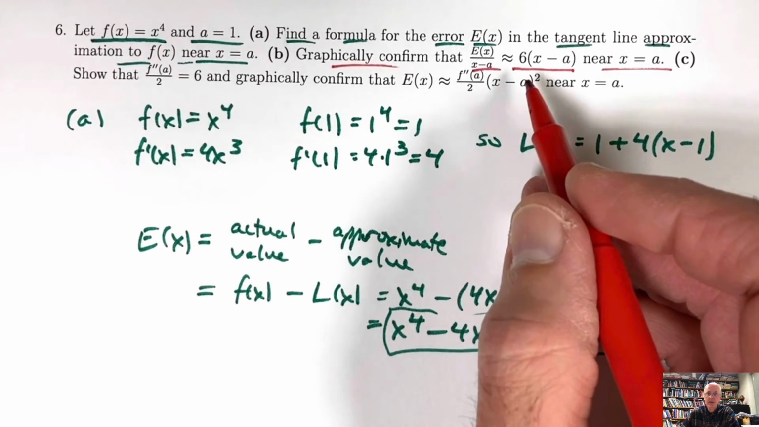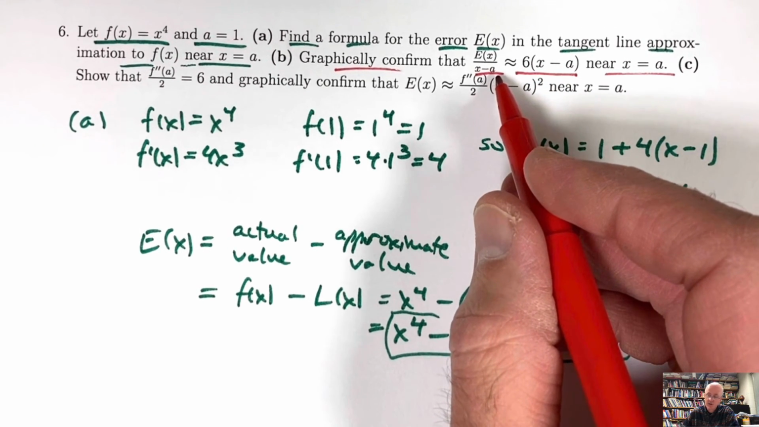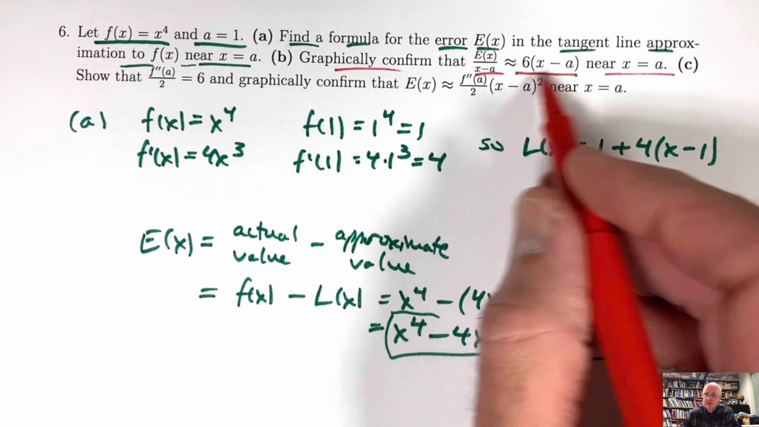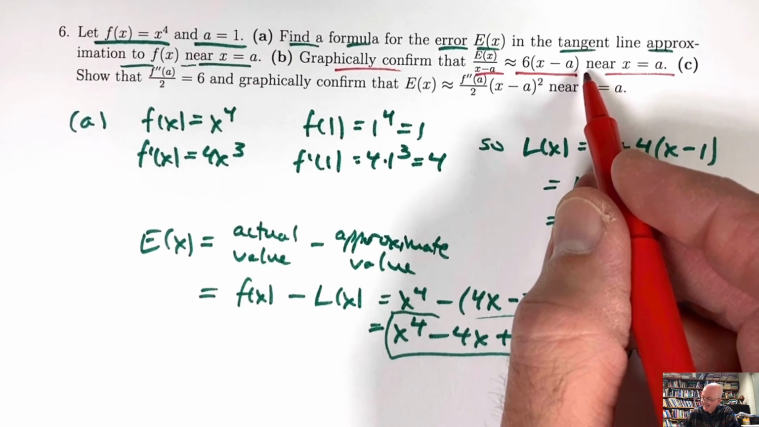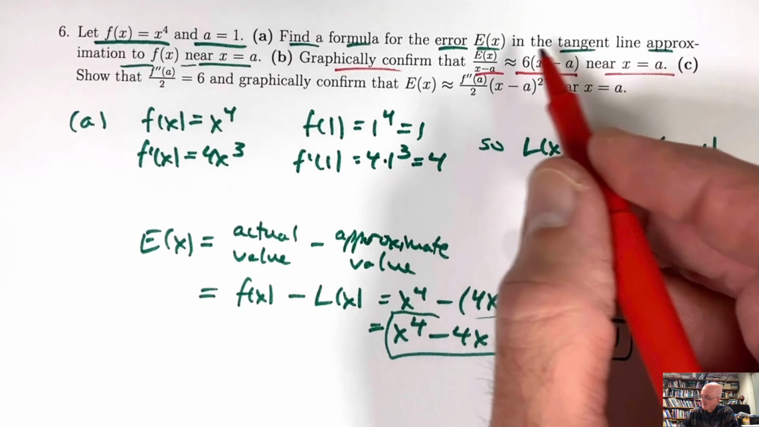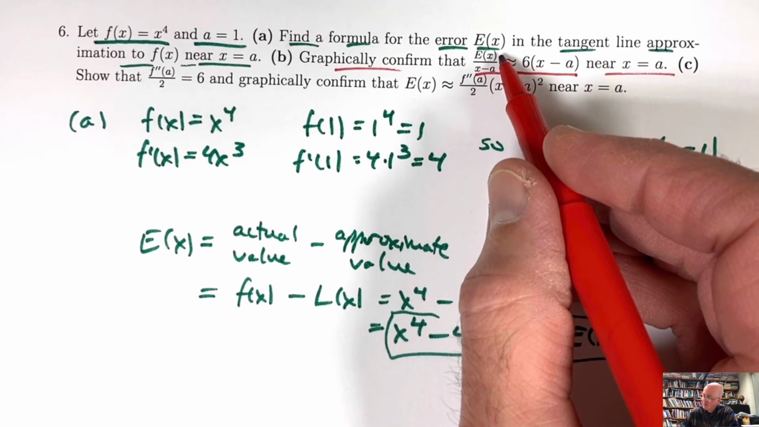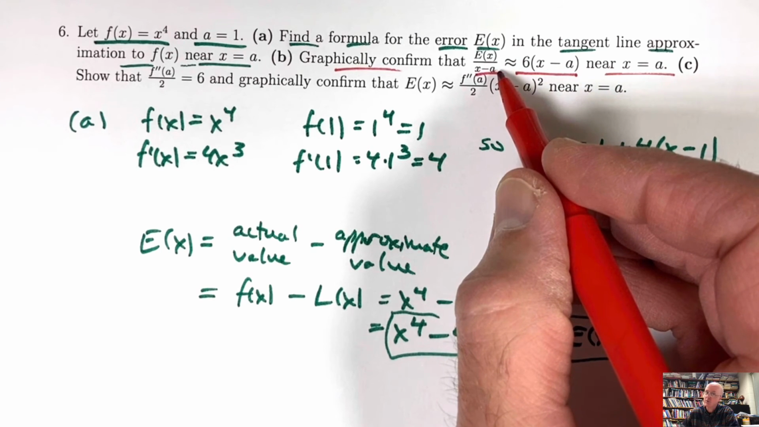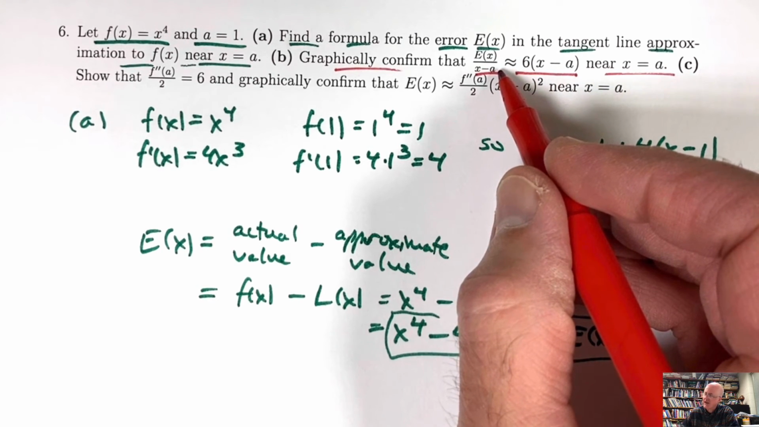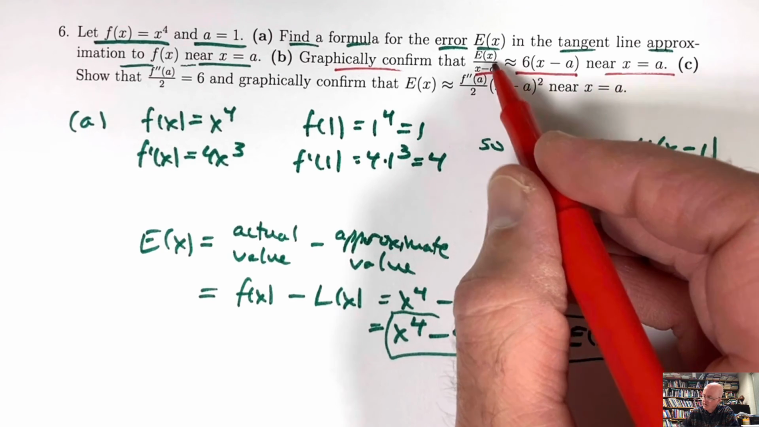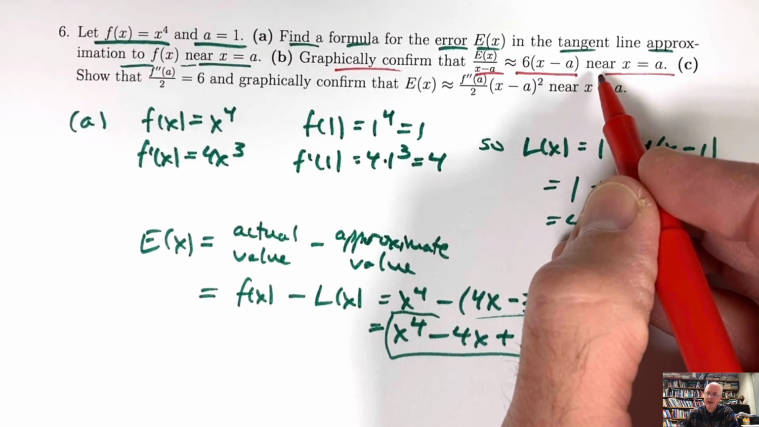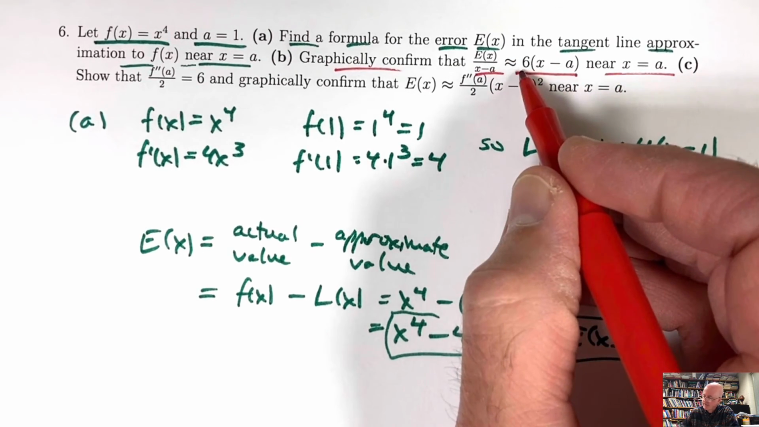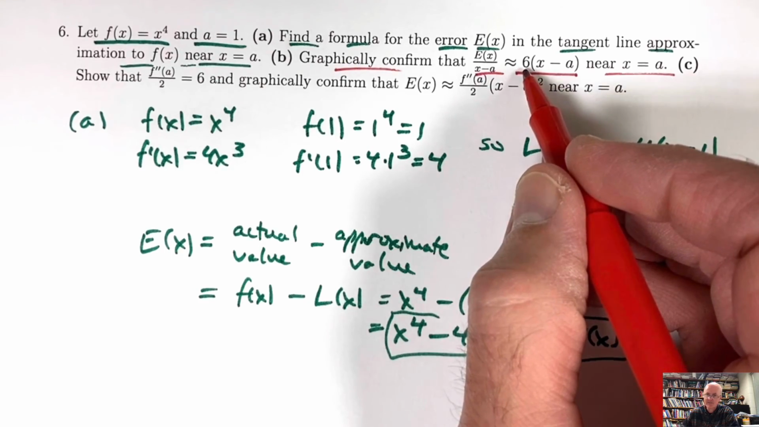I claim this goes to 0 very rapidly as x goes to 1. In fact, so rapidly that when you divide it by x minus 1, which is also going to 0 as x approaches 1, you get something that goes to 0 as x approaches 1. That was a mouthful. E of x goes to 0 so fast as x approaches a, which is 1, that if you divide it by x minus 1, which also goes to 0, the whole expression still goes to 0 as x approaches 1. And it happens to be the case here that the coefficient there is 6.